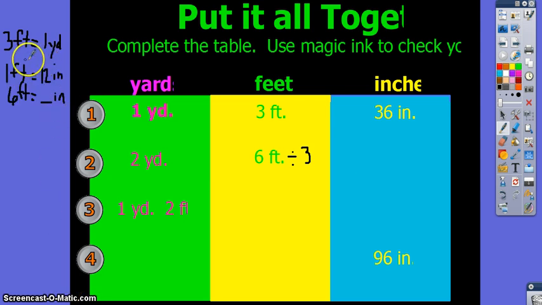Okay, so if you look right over here, 1 foot equals 12 inches. So if I have 6 feet, how many inches does that equal? Well, 1 changes to 6 by multiplying by 6. So here we have to multiply 12 times 6, and we get 72. So 6 feet is the same thing as 72 inches.